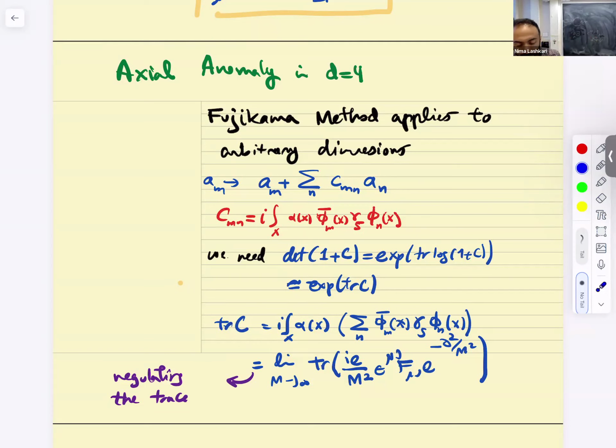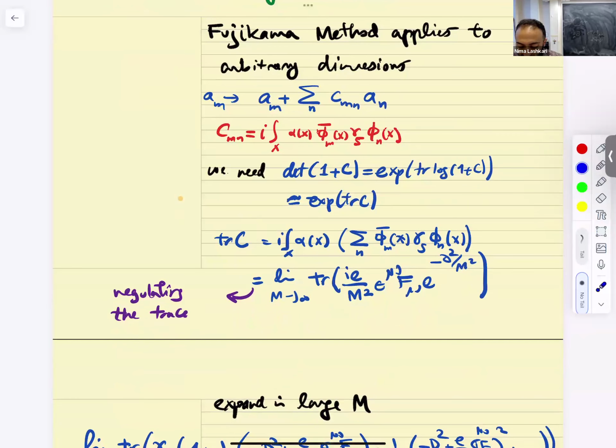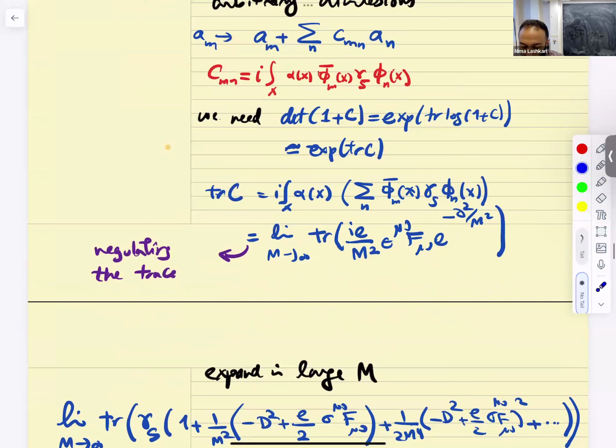So the determinant of 1 plus c is what we want to calculate. That's the Jacobian. Of course, we're going to, as usual, exponentiate this. Take the exponential of the trace of log of 1 plus c and view this as a correction to the action, right? Or otherwise, what's this on the right-hand side of the conservation law? We're interested in one loop, so we're going to truncate at the trace of c, right? So here's the trace of c. It's an integral over α of x. We have to regulate the trace. This is where we are, right? Up to here, we're good. Up to here, the calculation was the same in d equal 2, d equal 4, all of that.